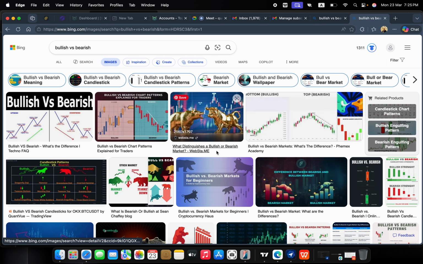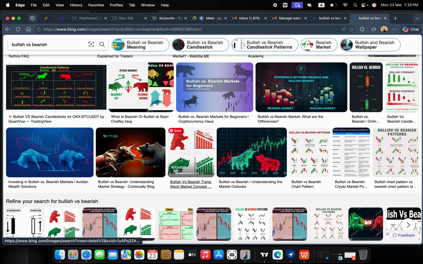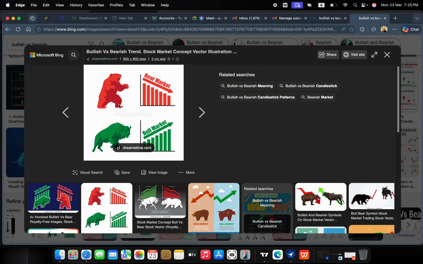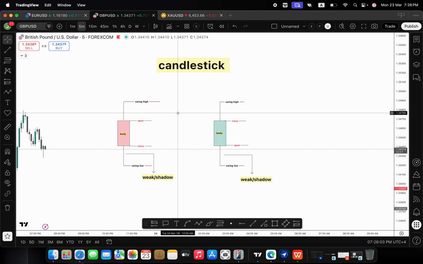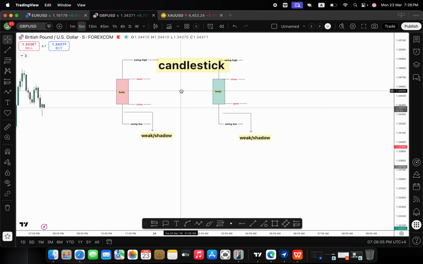So look at these two animals. You can see these two animals, right? This is a bear and this is a bull. So when a bear wants to fight his opponent, it will grab his opponent from the upside and bring him down. When a bull wants to fight his opponent, it will grab his opponent from the downside and take him up.